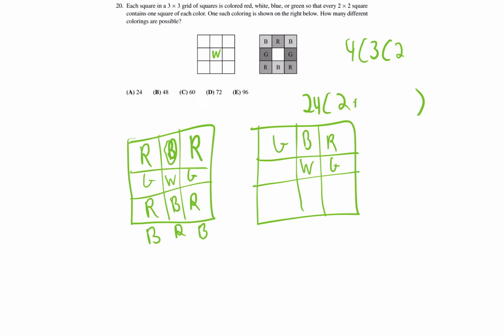So obviously, this is going to be an R. And here, we know that there has to be a G in 1 of these 2 squares, but we cannot have a G in that square because we can't have a G twice in that 2x2. So this has to be a G. Similarly, this has to be an R. And then this has to be a blue. So then that's one case. So just 24 times 3, which is 72.